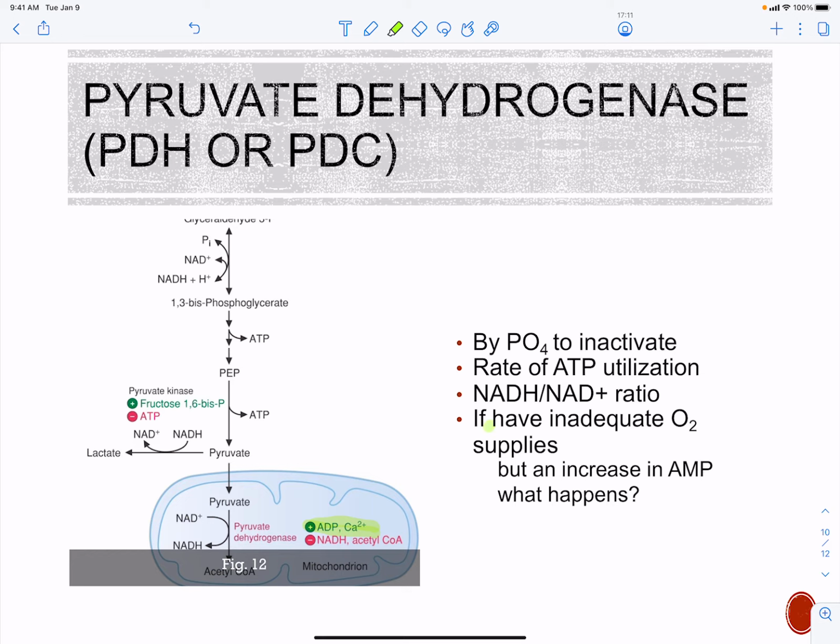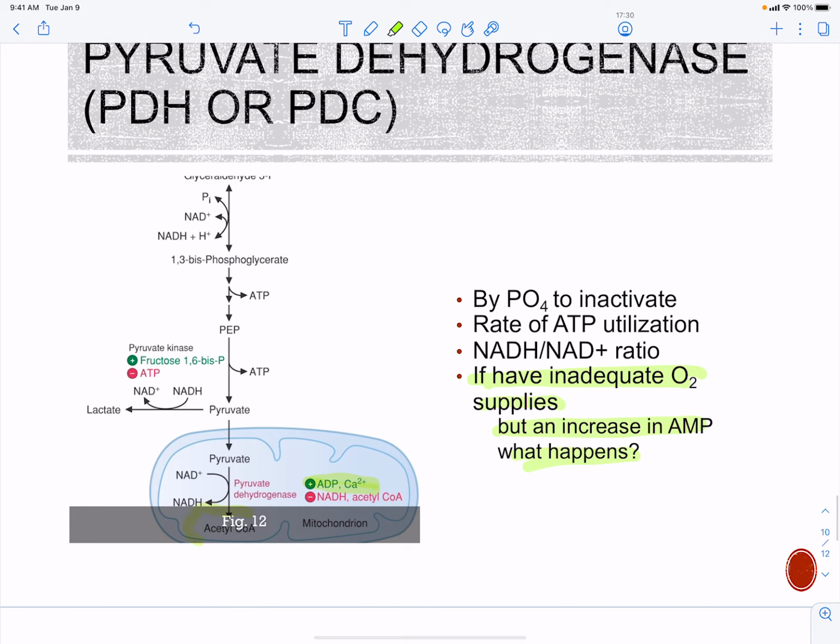So a question here is if you have adequate oxygen supplies, but an increase in AMP, what is going to happen here? If you have inadequate oxygen, basically you can't push things through your electron transport chain, and then you're going to have to take your carbons and your acetyl-CoA and push them back out. And this is basically going to go to oxaloacetate, which is going to go to malate, which is then going to go into the cytosol. And you can basically donate your carbons, you can bring them back to the cytosol for other reactions.